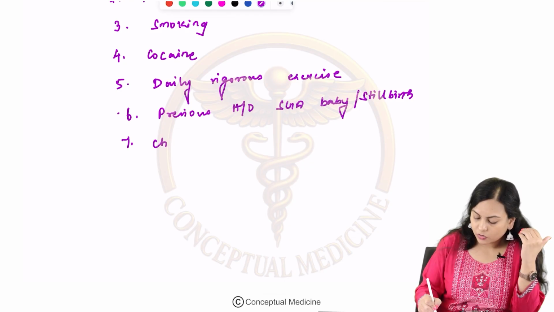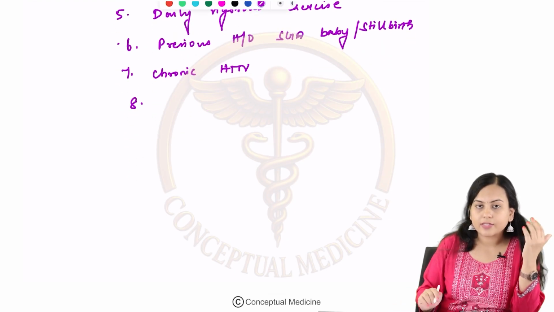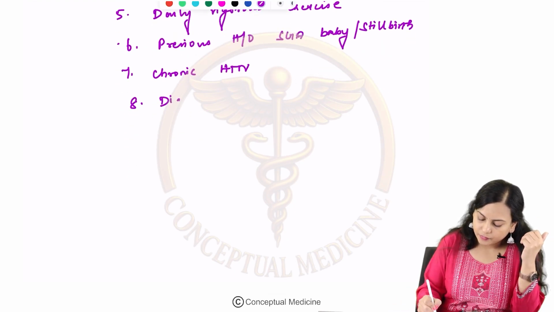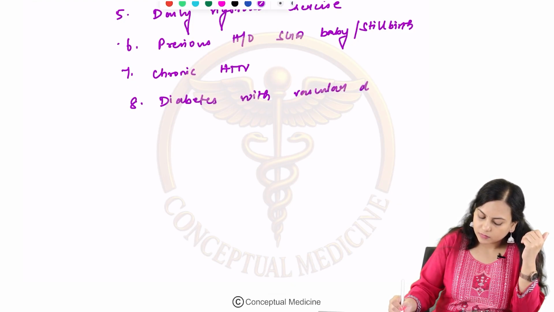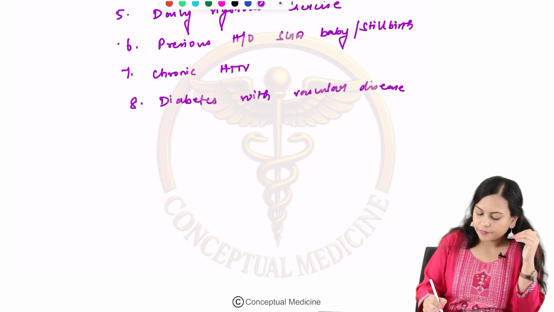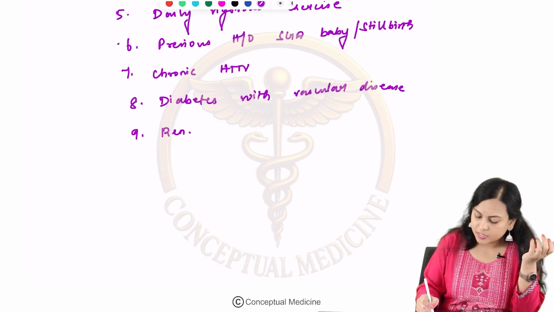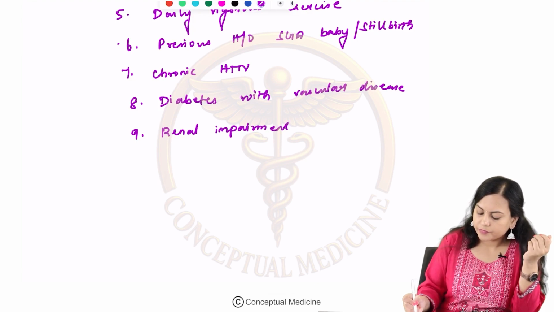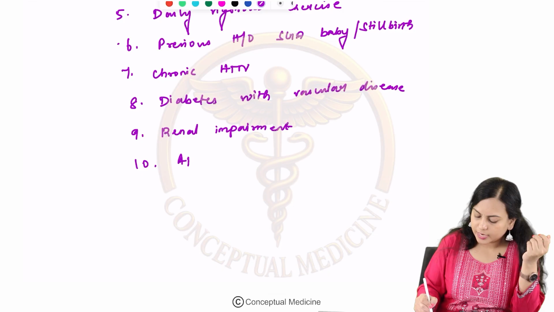There is chronic hypertension, or diabetes with vascular disease, or renal impairment, APLA, that is antiphospholipid antibody syndrome.